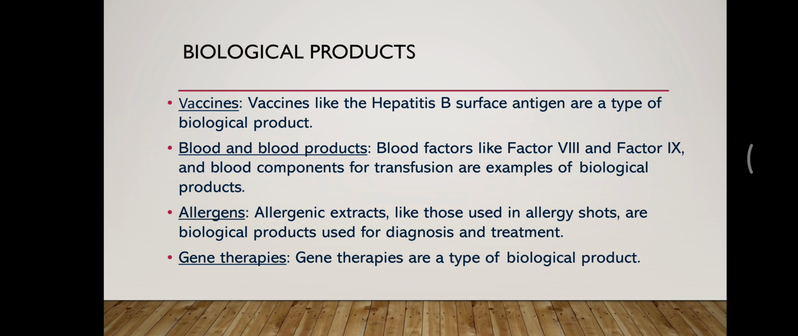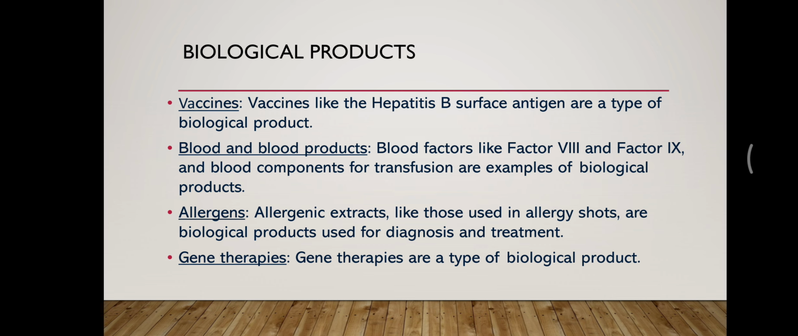Now there are different types of biological products that have been synthesized using pharmaceutical techniques in pharmaceutical industries. There are some examples listed here. First is the vaccines. For example, hepatitis B surface antigens are used as biological products to produce hepatitis B vaccines. Then different blood and blood product factors, like factor 8 and factor 9, and different blood components which are used for transfusions are also used as biological products.